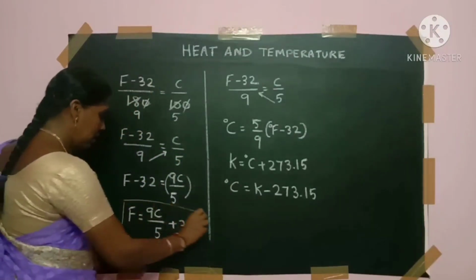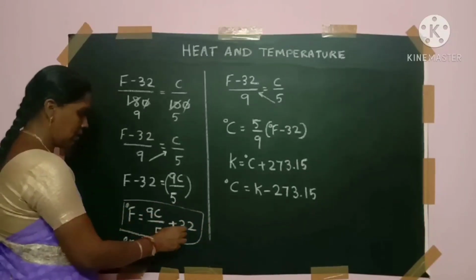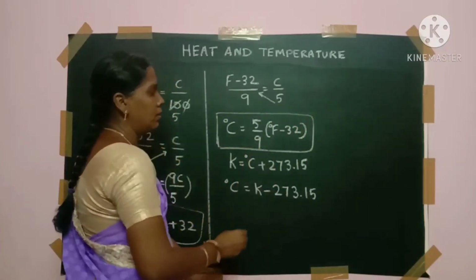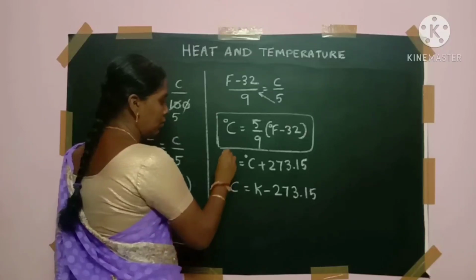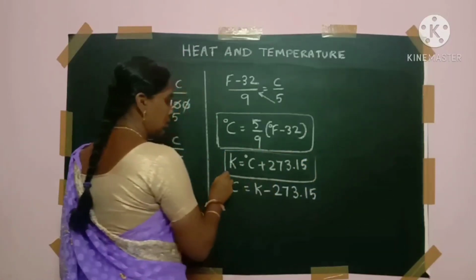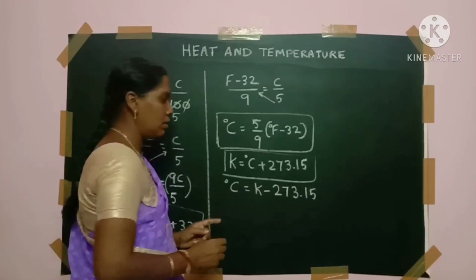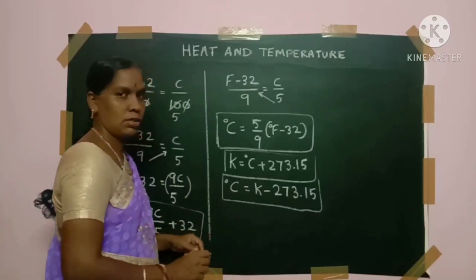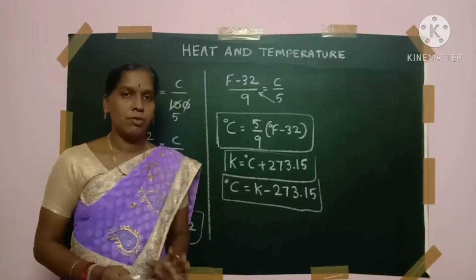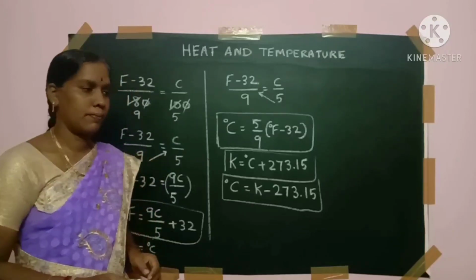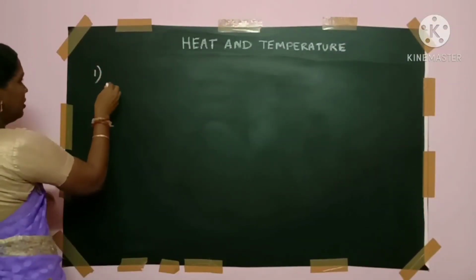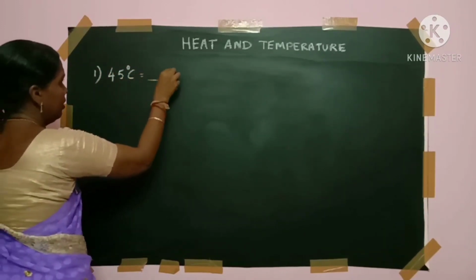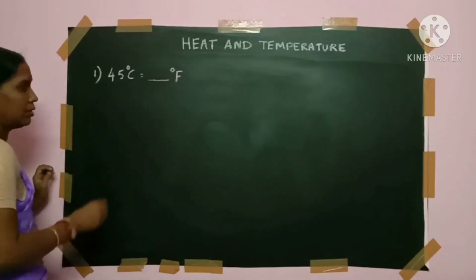First one, degree F is equal to 9C by 5 plus 32. The second case, degree C is equal to 5 by 9 into (degree F minus 32). And the third one, Kelvin is equal to degree centigrade plus 273.15. And then from Kelvin to centigrade conversion, K minus 273.15. Okay, now we are going to solve the problems. First one we are going to see: 45 degree centigrade is converted to degree Fahrenheit. Okay. First you have to write the formula.